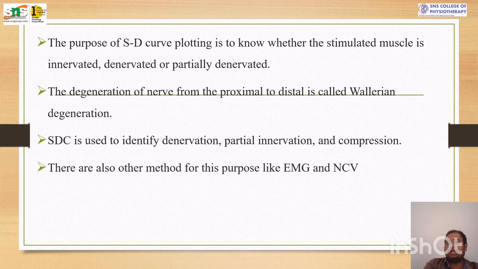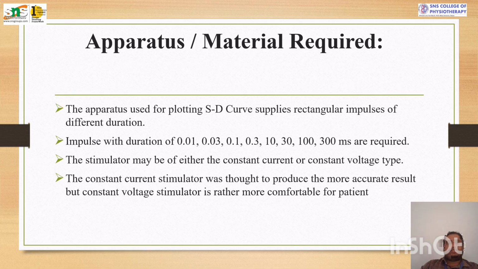If it is normal, then it is an innervated muscle. For example, if you are giving 0.2 millivolts and you are not getting 0.2 millivolts at the end, then the muscle is not innervated. Then maybe it is fully denervated, partially denervated, or under compression.